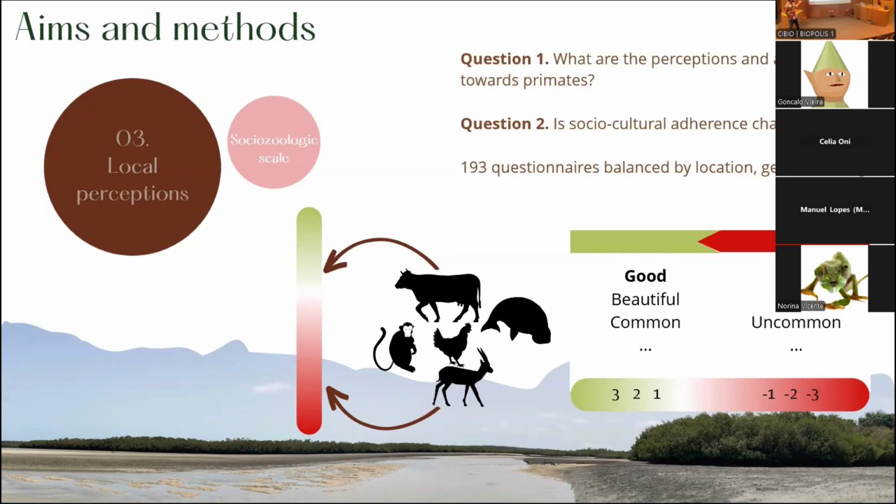And other traits that we looked into were the perception of the beauty of the animal, the perception of whether the animal was very common or uncommon, and again, this is perceptions, right? Because sometimes animals might not be very common, but if they are always in your face, you'll perceive it as common.